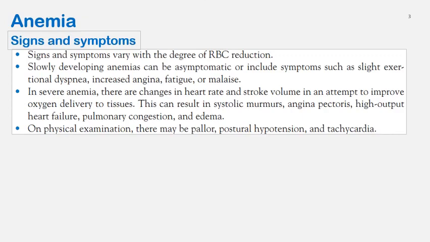Generally, the signs and symptoms of anemia vary according to the degree of RBC deficiency or RBC destruction. The more severe the anemia, the more severe the symptoms. The symptoms generally include fatigue, tachycardia, sometimes chest pain, and pallor. On exertion or physical activity, there is rapid fatigue, tiredness, tachycardia, and chest pain, angina-like pain. Sometimes there is tachycardia, a murmur in the heart, and postural hypotension on standing.